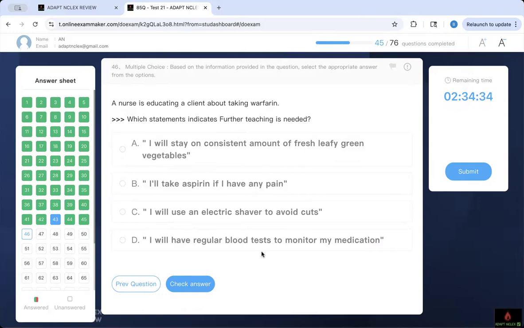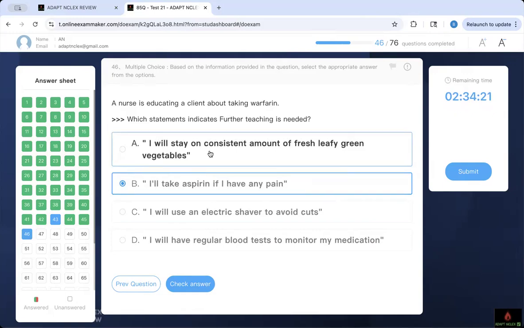If you're taking warfarin, what do you do? You got to check your lab. You should avoid injury. Electric shaver is much better. You cannot take aspirin because you're going to bleed. Consistent amount of fresh leafy vegetables. You should not stop it. Consistent amount.